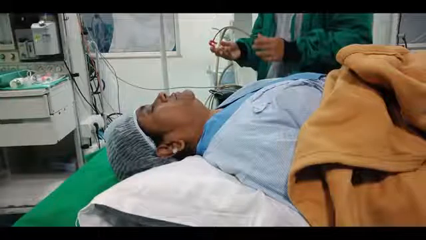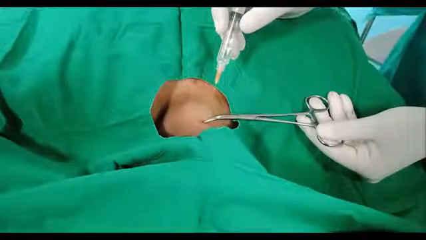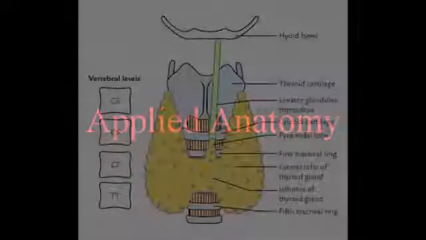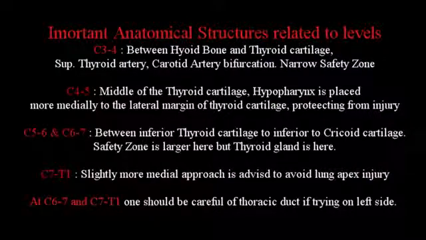After taking consent and all preparations, keeping the patient in supine with head extended, after painting and draping, before giving local anesthesia, let's discuss a little about applied anatomy. You should have a thorough knowledge about the different important structures at different levels of cervical vertebrae and disc to avoid major complications.